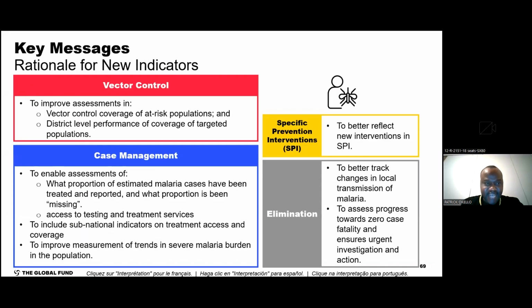Let me end with this slide and just say for the indicators, what's really new is a strong emphasis on the subnational level. So we hope that as you look at vector control and case management, you're looking at the subnational levels so that we're able to measure what changes are happening at those levels. And for specific prevention interventions, it's really to align to the new WHO language. And for elimination, it is to better track how countries are ensuring local transmission. They were able to know that there are now no more cases and we can prevent the introduction.